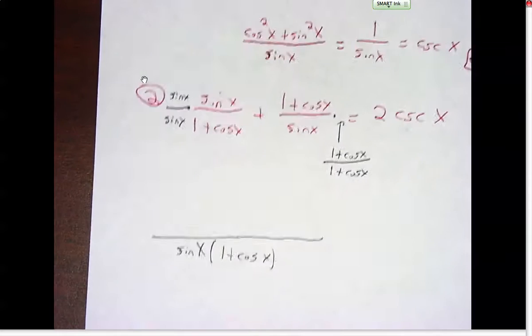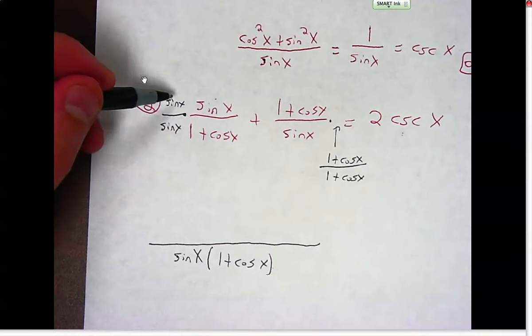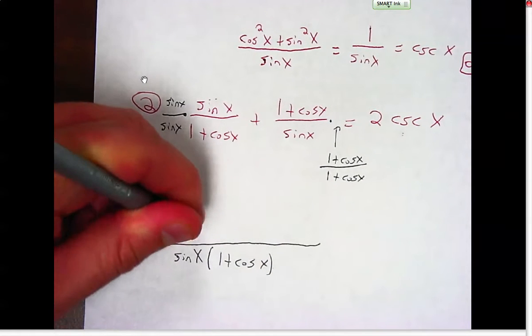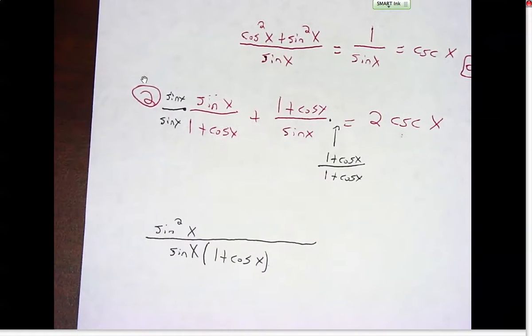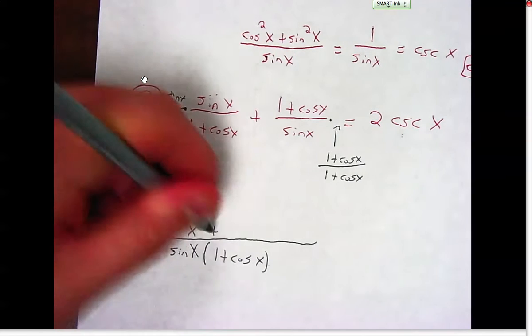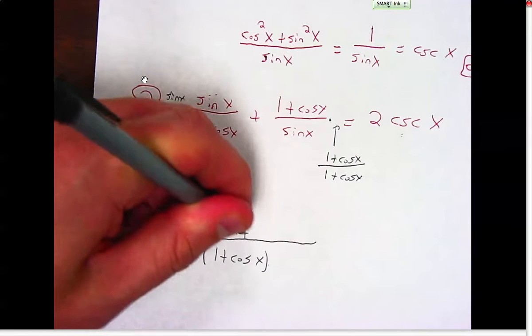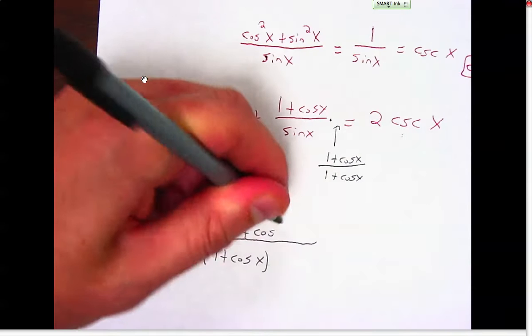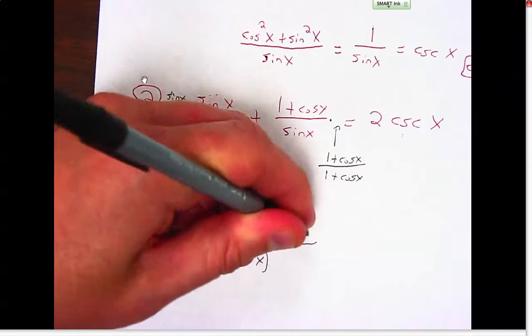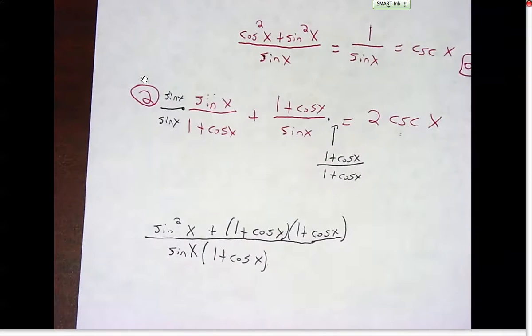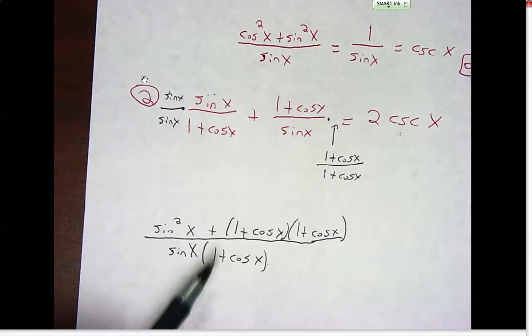And so now what do I have in the numerator? Well, here I have sine of x times sine of x. So that's sine squared of x. And then the other piece is going to be 1 plus cosine of x times 1 plus cosine of x. Okay, so I end up with that. This is still fairly messy.